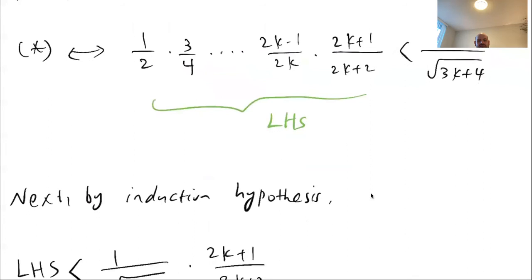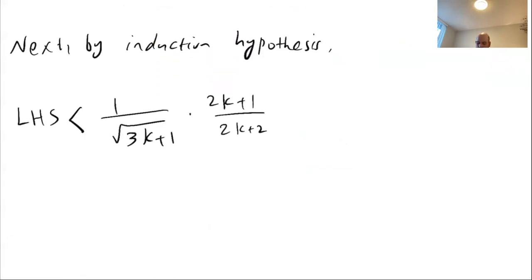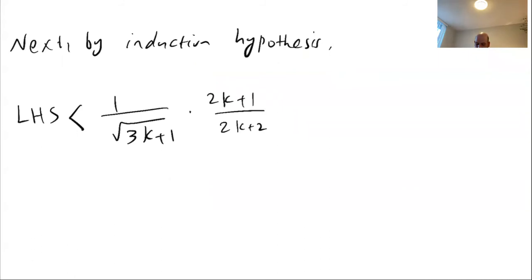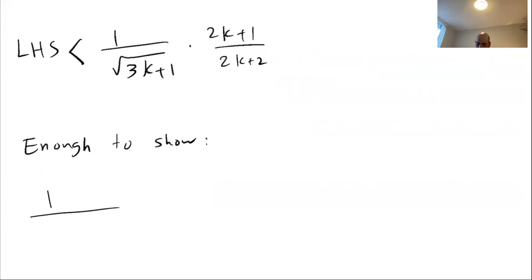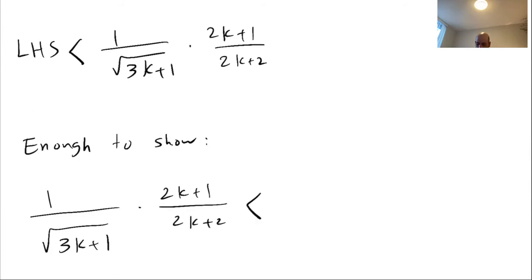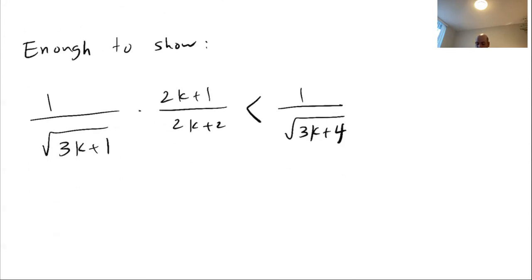Because if left-hand side is less than this number and this number is less than this number, then we can say, of course, left-hand side is less than right-hand side, which is exactly what we need to show. So it's enough to show that 1 over root 3k plus 1 times 2k plus 1 over 2k plus 2 is less than 1 over root 3k plus 4. So let me call this inequality, let's say 2 star.